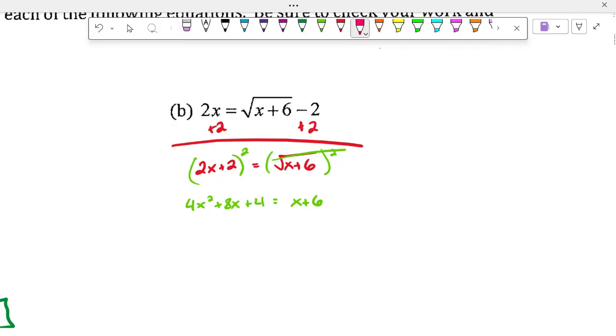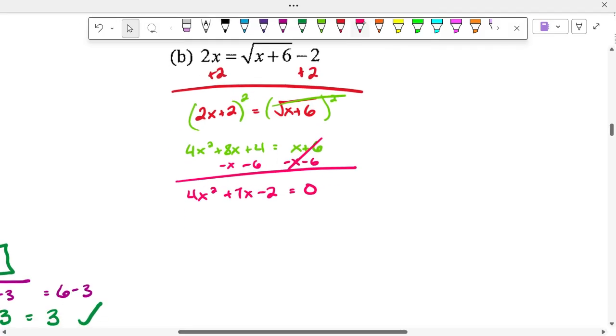Now what do we do? Move everything to the other side, so I get one side equal to 0. So I'm going to subtract the x, subtract the 6. That goes away. I get 4x squared plus 7x minus 2 is equal to 0. Now I can factor. So, what goes on top?